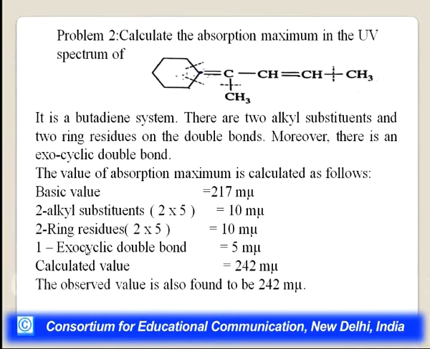Here you can see another important thing, that is ring residue. So you need to identify carefully what a ring residue is. In a butadiene system, this is the double bond of the conjugated diene system, so these bonds will be treated as 2 ring residues. So there are 2 ring residues, which I have marked over here. The contribution towards lambda maximum is 10, as for each ring residue there is a contribution of 5 millimicron. So for 2 ring residues it gets doubled, and this can be verified with the observed value, that is 242 millimicron.